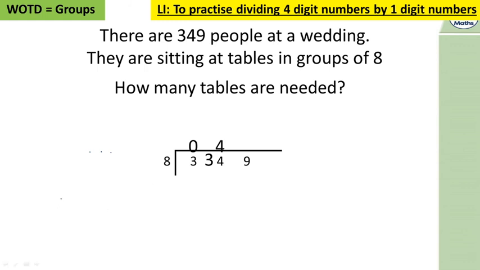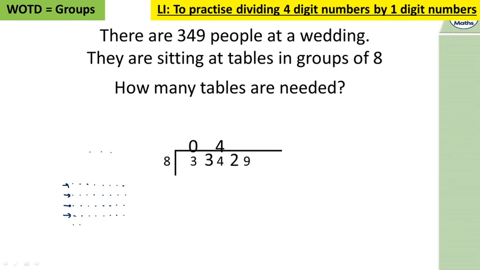So if we quickly go through that, we've got 34 things in groups of 8. 1, 2, 3, 4, 5, 6, 7, 8, 9, 10, 11, 12, 13, 14, 15, 16, 17, 18, 19, 20, 21, 22, 23, 24, 25, 26, 27, 28, 29, 30, 31, 32, 33, 34. So we've got 1, 2, 3, 4 groups of 8, 2 left over.